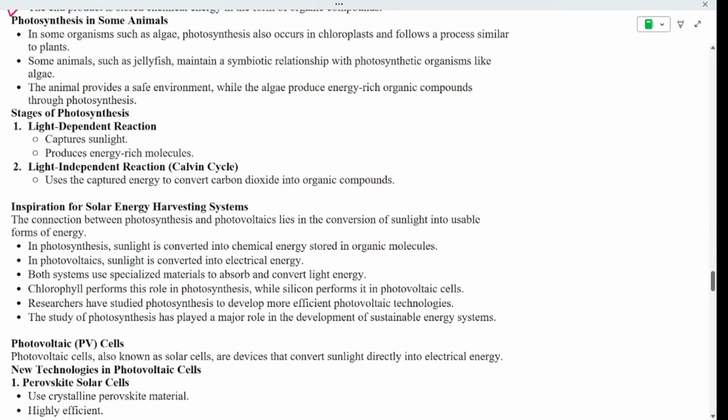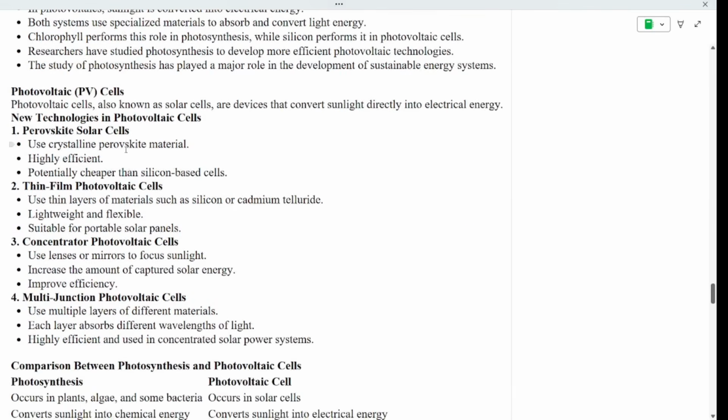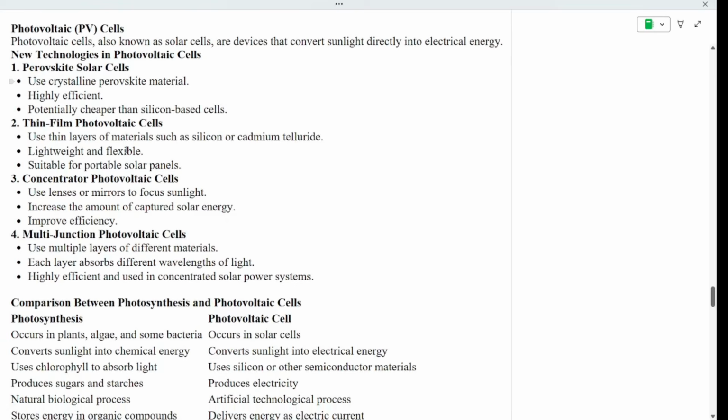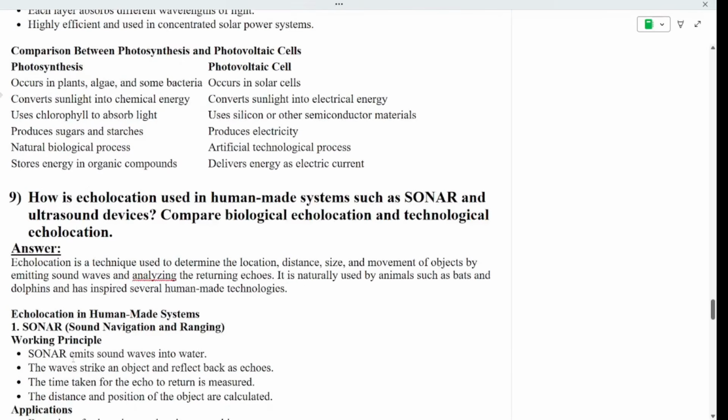Next you can see the stages: light dependent, which captures the sunlight and produces energy rich molecules. Another one is light independent, that is the Calvin cycle. I hope you have studied that. Next you can see about the photovoltaic cell. New technologies are perovskite, thin film, concentrator and multi-junction. You can see this also.